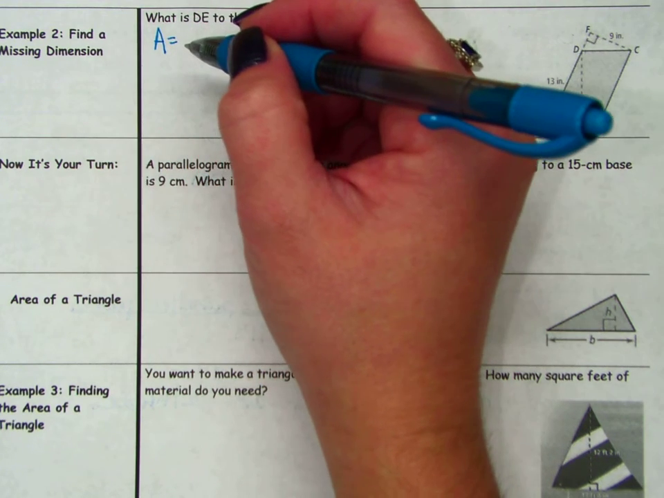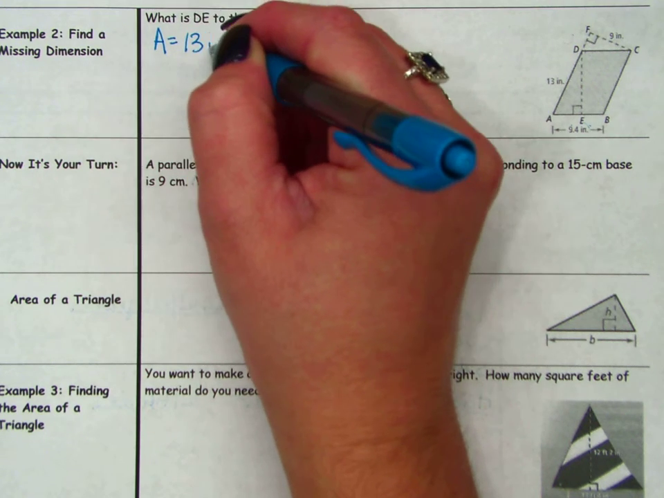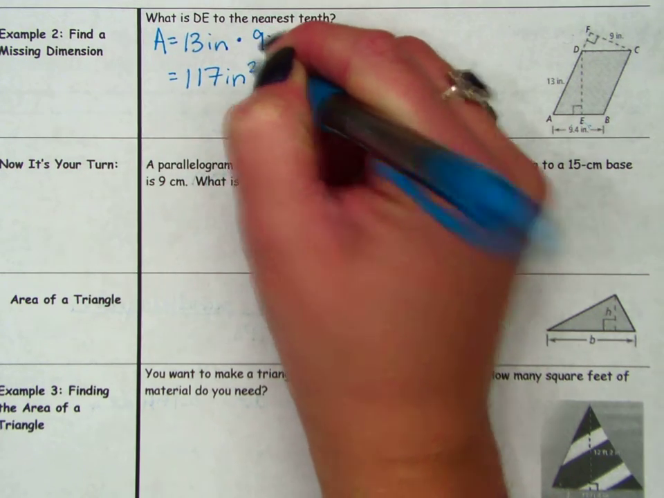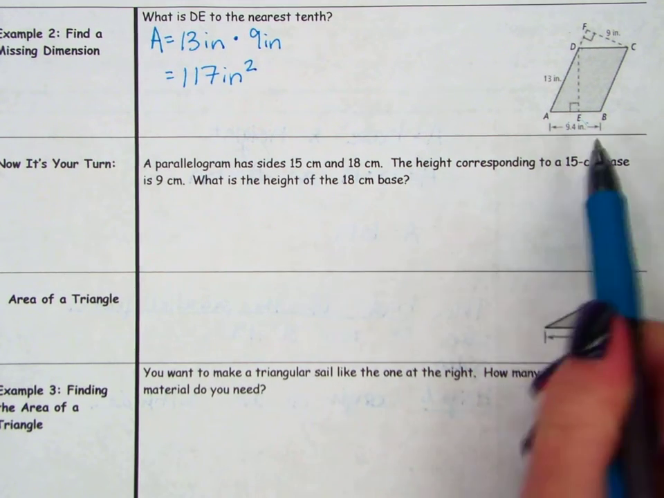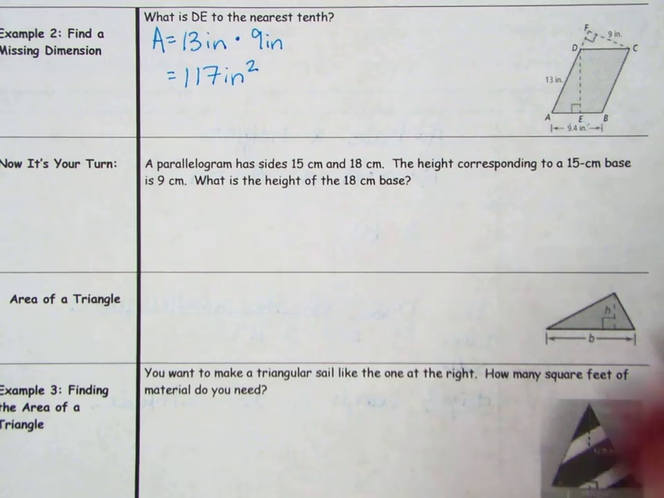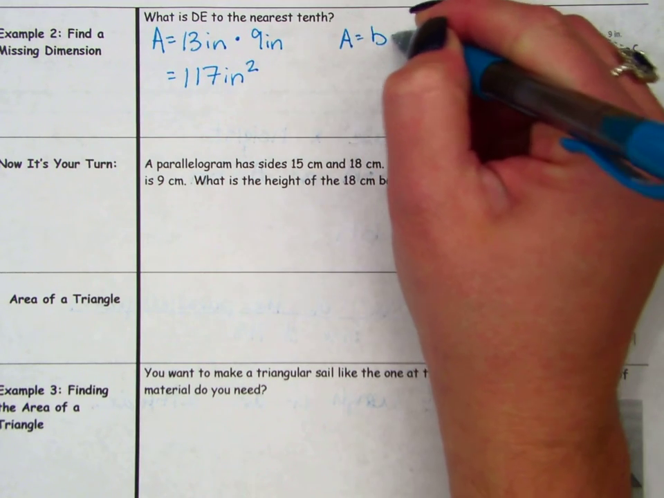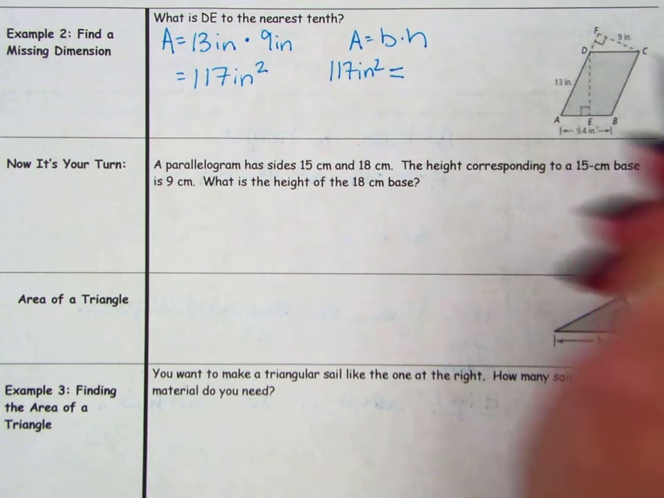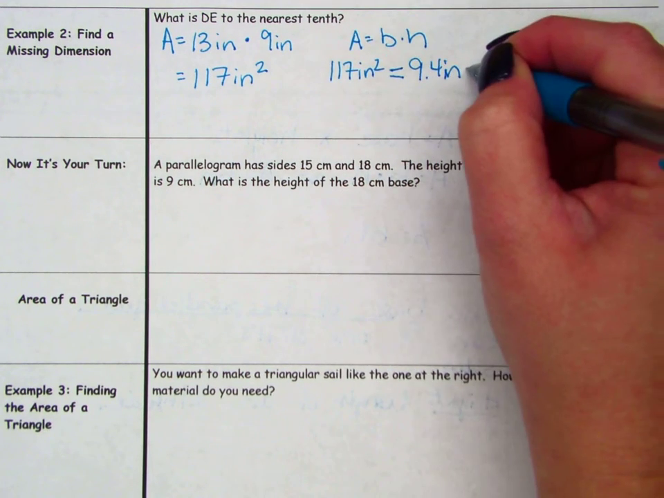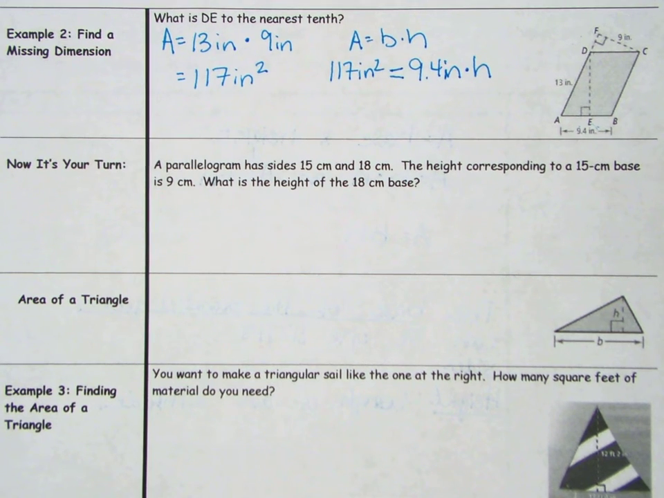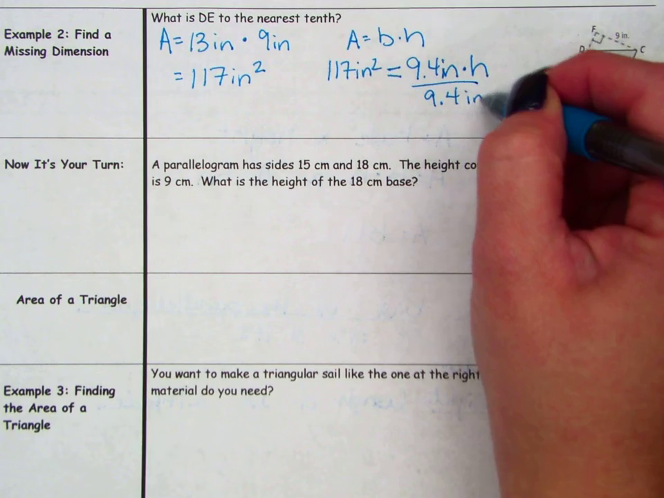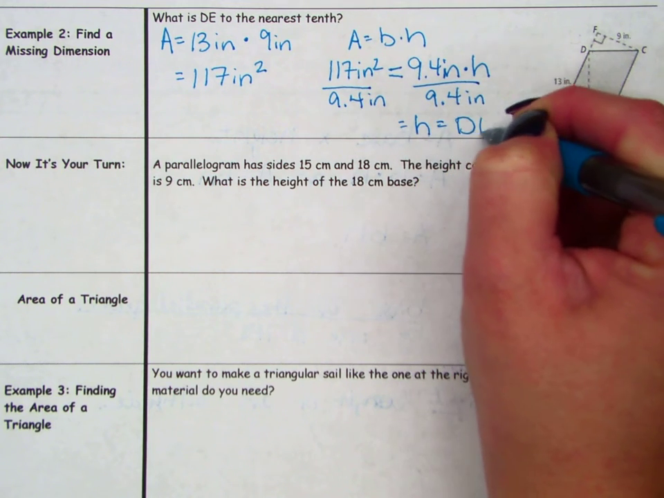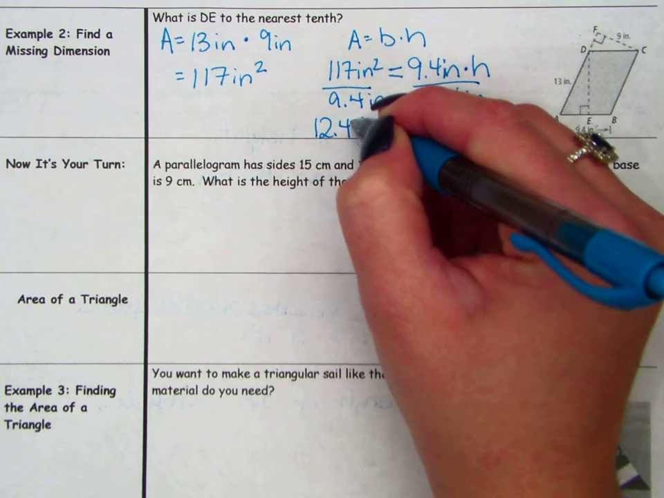So the first step would be to find the area. So that area is equal to 13 inches times 9 inches. So I know that the area of the parallelogram is 117 inches squared. So now I'm going to use that information. So I know this base length here is 9.7 inches. So I know area is equal to base times height. I know my area is 117 inches squared, which is equal to my base length here, which is 9.4 inches, times my height. So to get my height by itself, I'm going to divide both sides by 9.4 inches. So the length of my height, which is equal to DE, is equal to 12.45 inches.